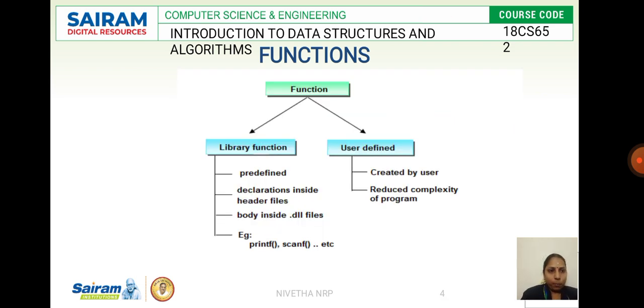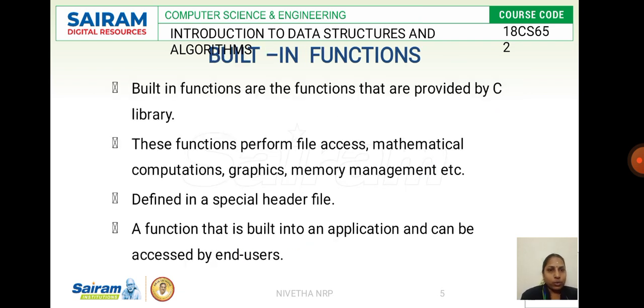And you broadly classify functions into two types. One is library functions, the other is user-defined functions. Further classification: when you go with library functions, you have predefined functions, declarations inside your header files, then you have executable files. Examples are printf, scanf, and all these are library functions. And a user-defined function is a function created by the user, so that it is going to reduce the complexity of the program.